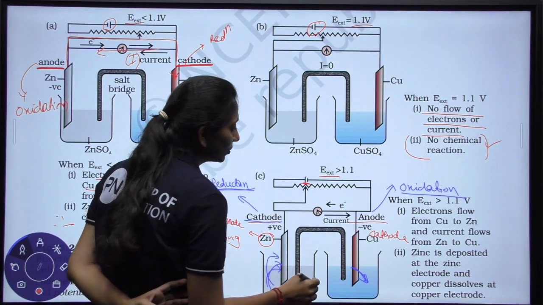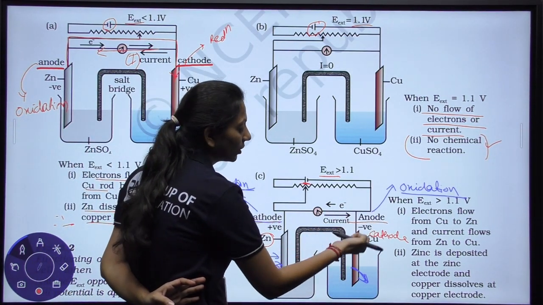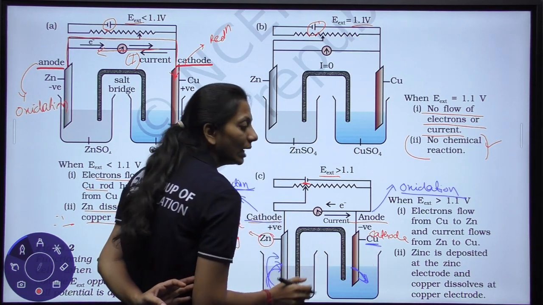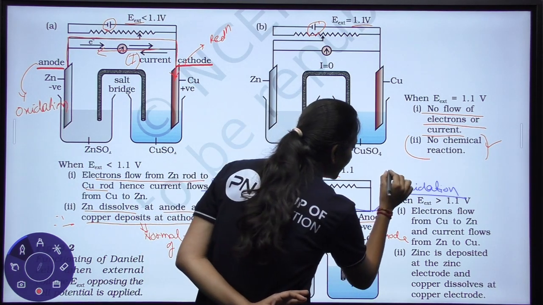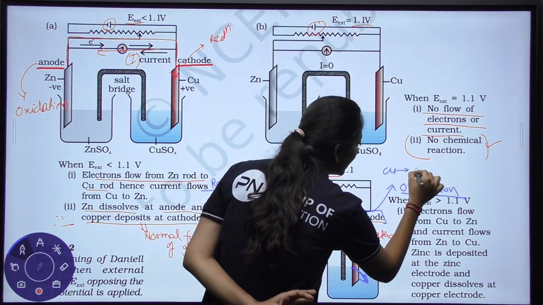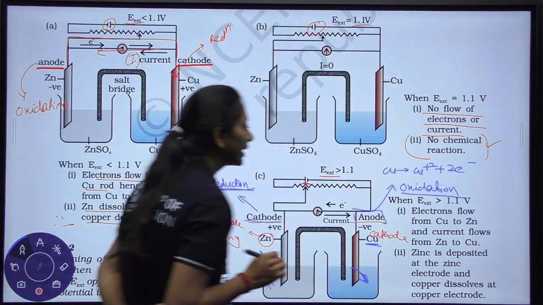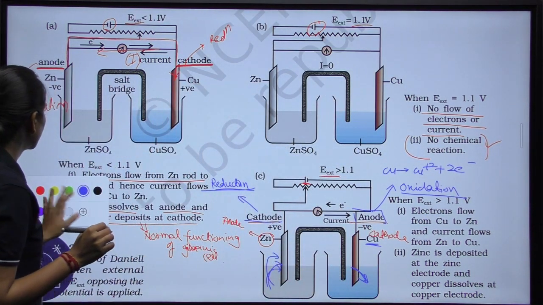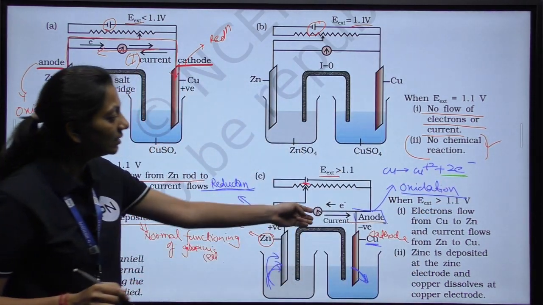Respective reactions I would like to write. At the anode, at the copper, what will happen? It is working as anode. So now the reaction will be: copper is going to get dissolved as Cu2+ and releasing 2 electrons. What did it do? It is going to release 2 electrons. You can see these 2 electrons are given by the anode.